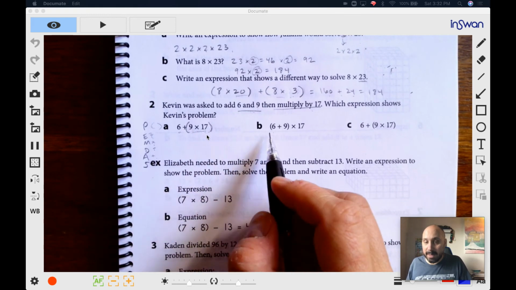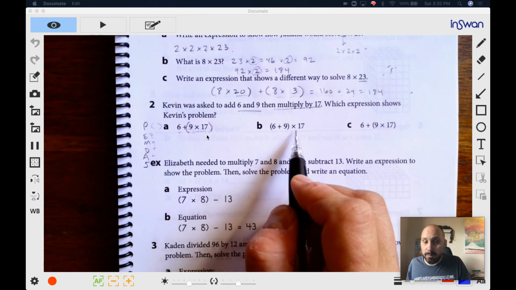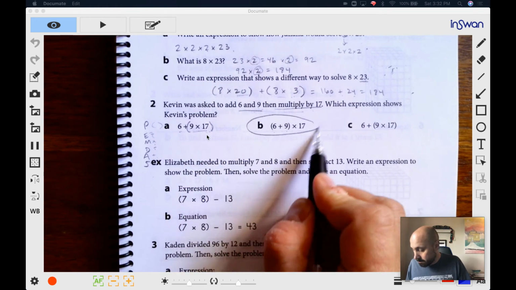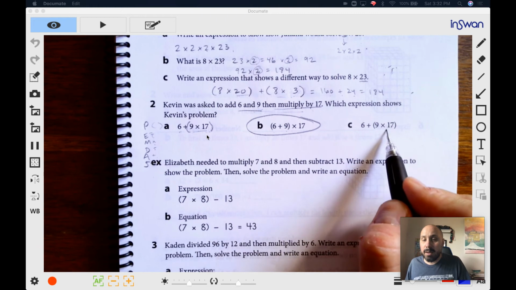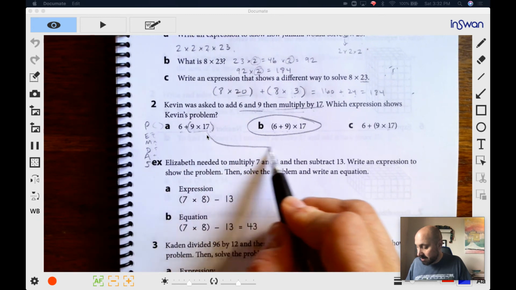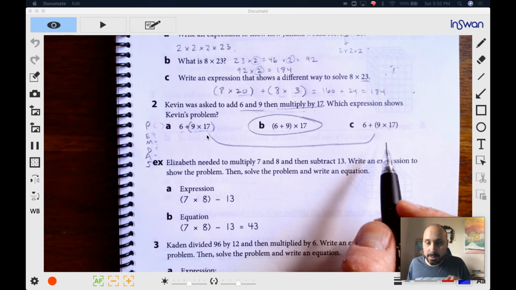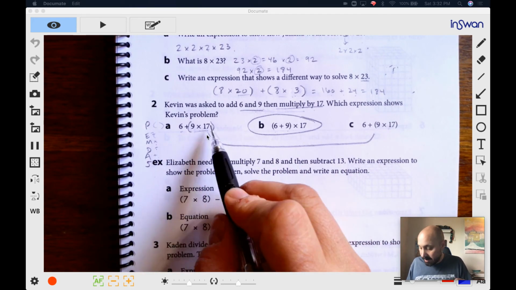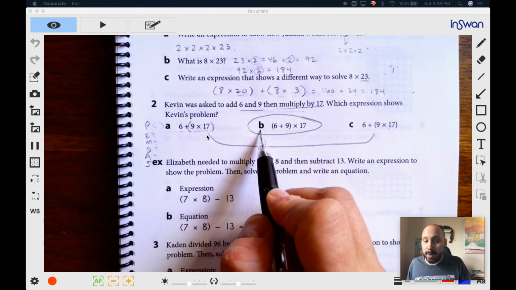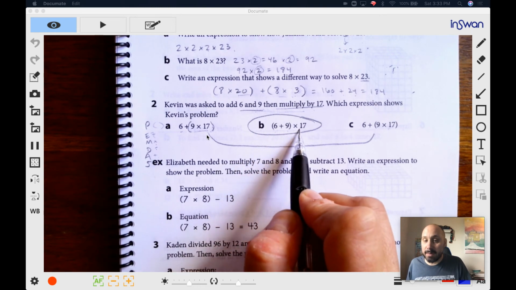So let's look at B. 6 plus 9 is in the parentheses, so we're going to do that first. And then you multiply by 17. And that's exactly what they want Kevin to do here. So right now that looks great. This one down here is saying multiply 9 times 17 first, then add the 6, which is the exact same problem as A. A and C are the exact same problem. There's no difference. The only difference is A does not have the parentheses shown, but it still means you multiply 9 times 17 first. B, however, asks to add 6 plus 9 first, then multiply by 17. Okay.